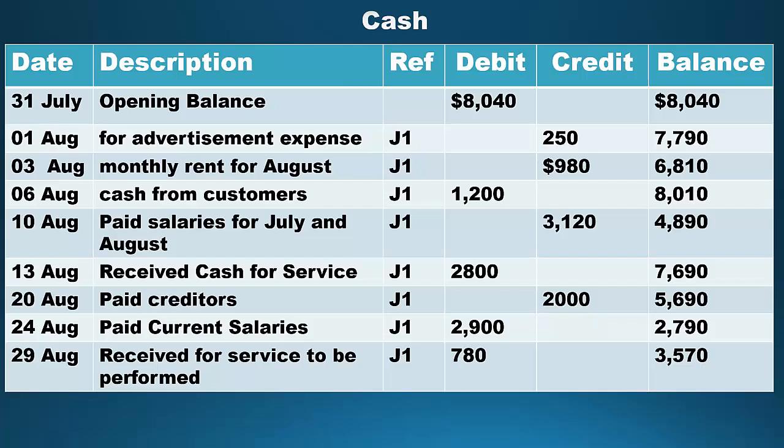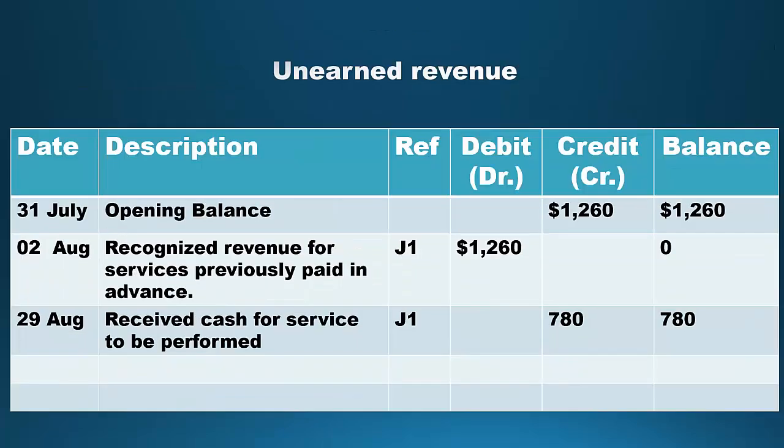Posting to the ledgers. Cash ledger. 1. Date, write the date, August 29. 2. Narrative, add the narrative, received cash for services to be performed in the future. 3. Reference, include the journal reference, J1. 4. Amount, enter $780 in the debit column. We debit cash because the company has received money, and increases to assets like cash are recorded on the debit side.